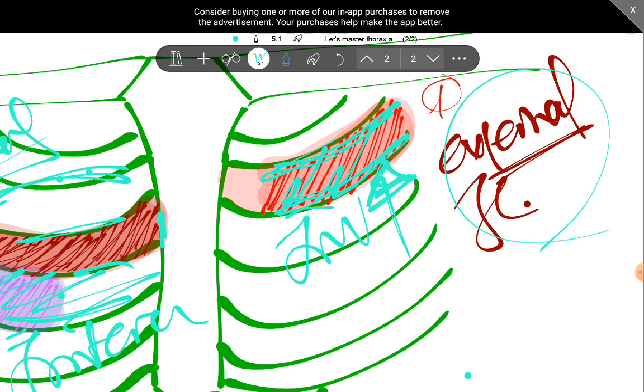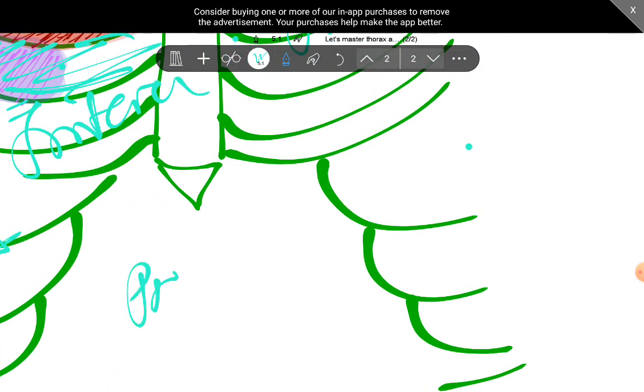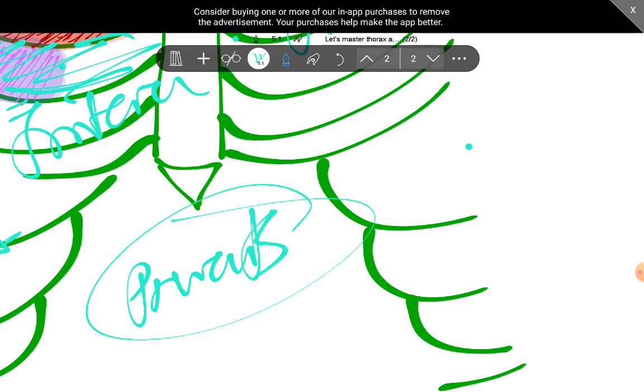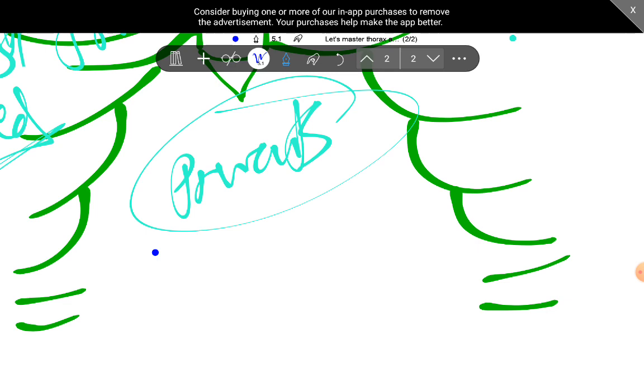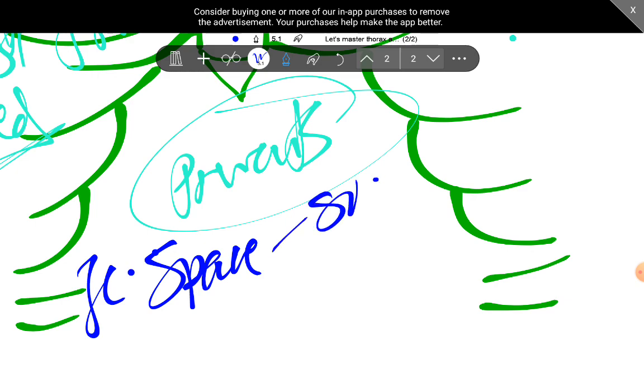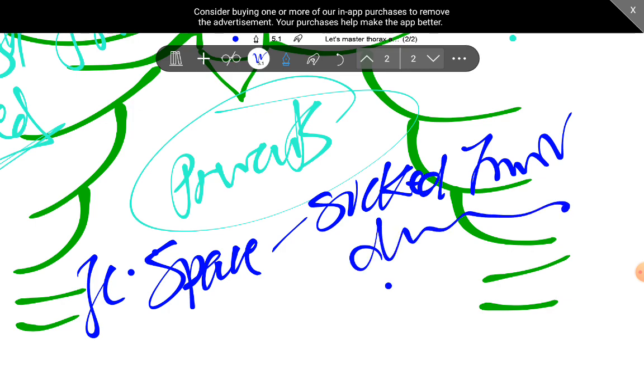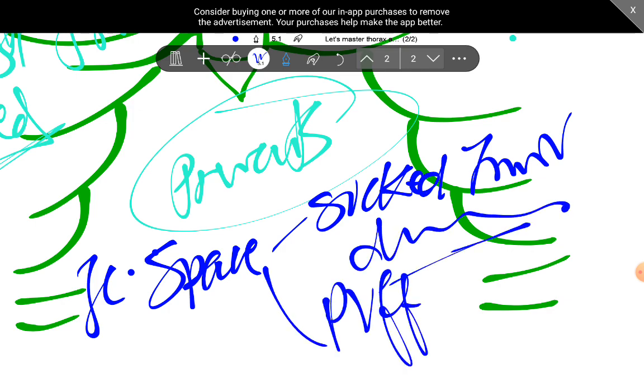All of these muscles prevent the intercostal space from being sucked inwards during expiration and puffed outwards during inspiration. I'm sorry for the terrible handwriting.